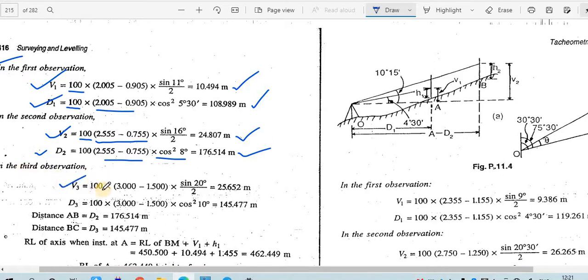For the third observation, again f/i into the difference of the two hair readings, and the angle was 10 degrees, so twice 10 will be 20. The final value of V3 is 25.62, and D3 comes out as 100 times the staff intercept times cos²θ. So this will be the D3 value.